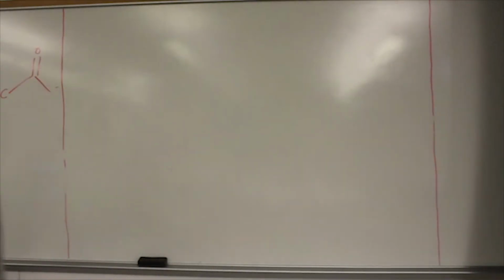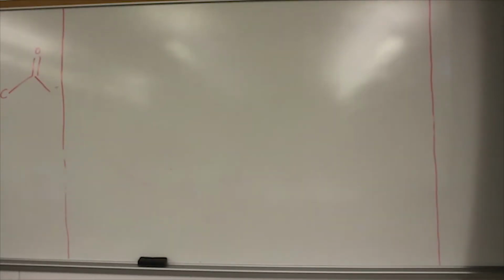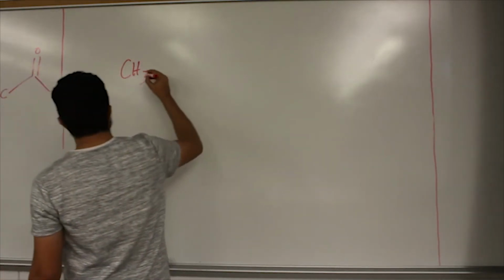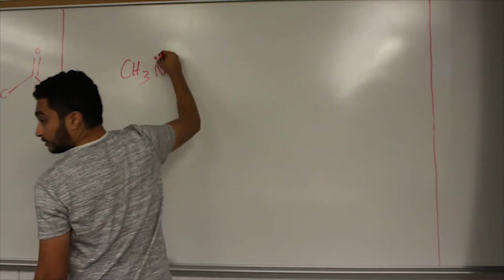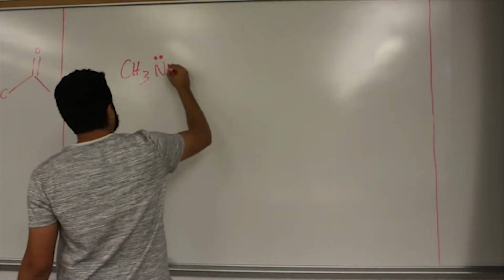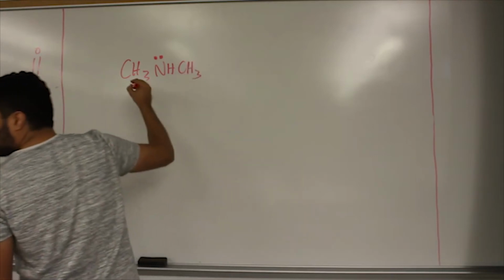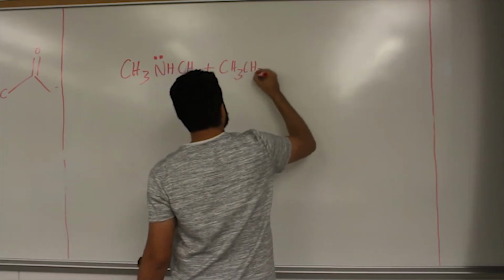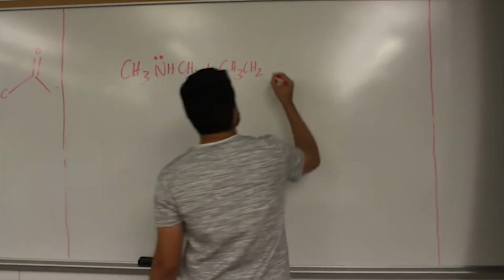All right. The last part of the test is the mechanistic part of the test, and so let's go ahead and do that one. We're almost done, guys. Almost done. All right. So we have a CH3, a nitrogen, CH3, CH2, connected to a bromine.